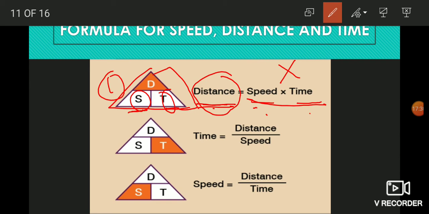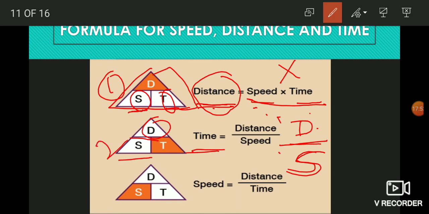Now, same picture. I want to find out time. So time you don't write. D, there is a line, divided by S. So you write D by S, or distance by speed. So time is equal to distance divided by speed. This is the formula for time. Now I want to calculate speed. Same thing, S is covered. So I write here speed is equal to D above, then there is a line, divided by T. So this becomes D by T.